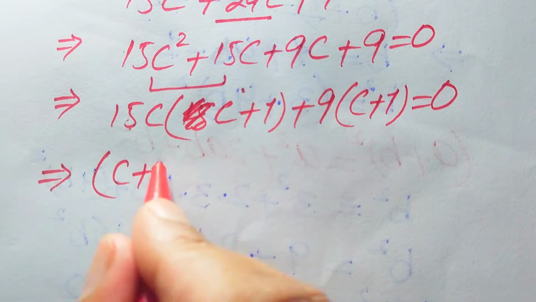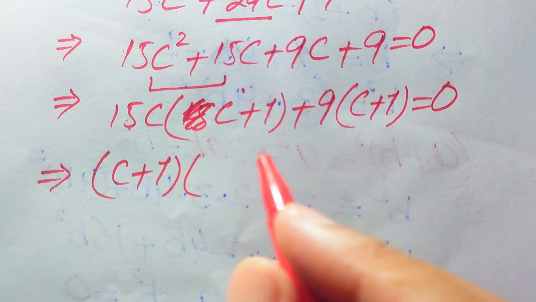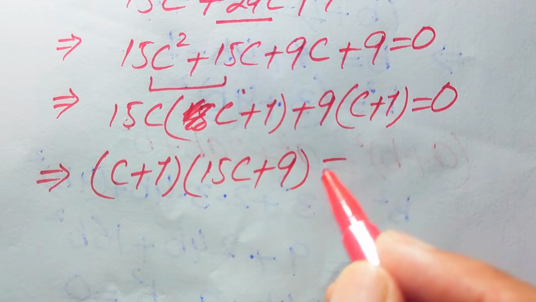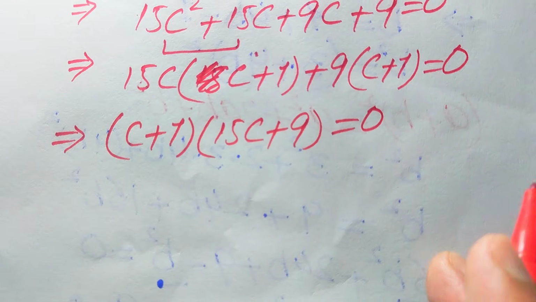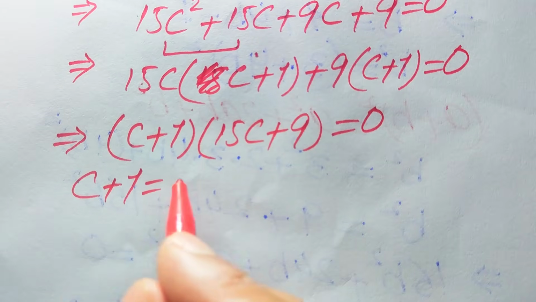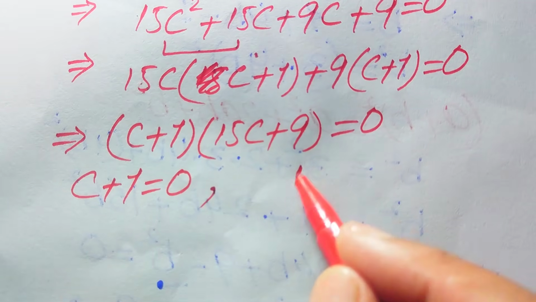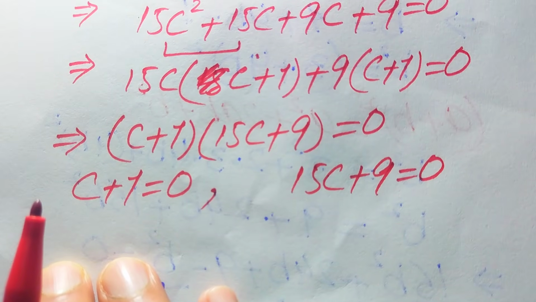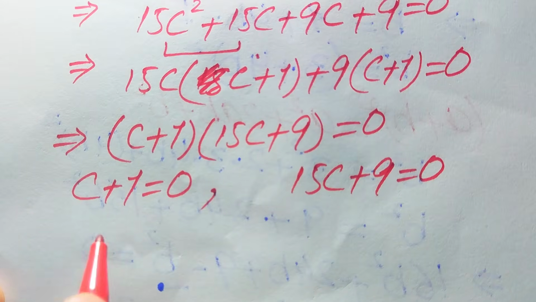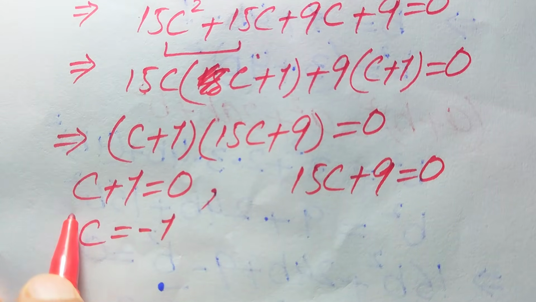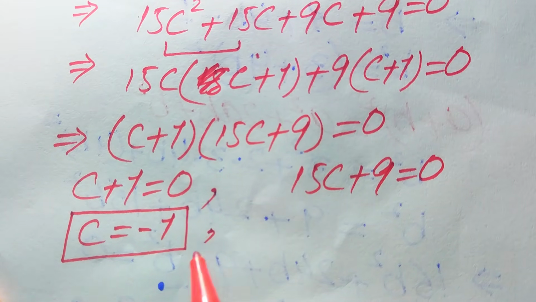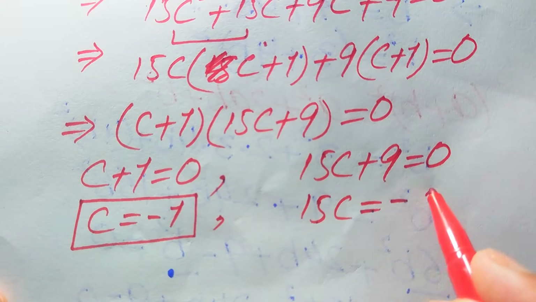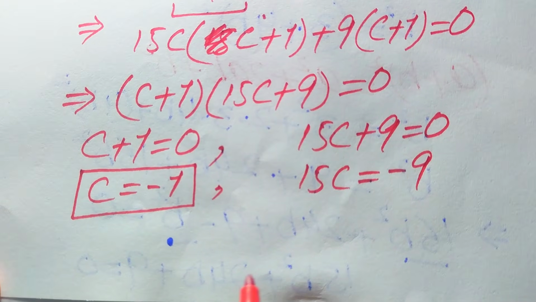Now we see that both of these two terms involve c plus 1, so we take common the factor c plus 1, and we get the remaining values 15c plus 9, and this whole equation equals 0. Now we divide this equation into two cases. The first case is c plus 1 equals 0, and the second case is 15c plus 9 equals 0. From the first we move plus 1 to the right hand side, and we get c equals minus 1. From the second we move the term plus 9 to the right hand side, and we get 15c equals minus 9.